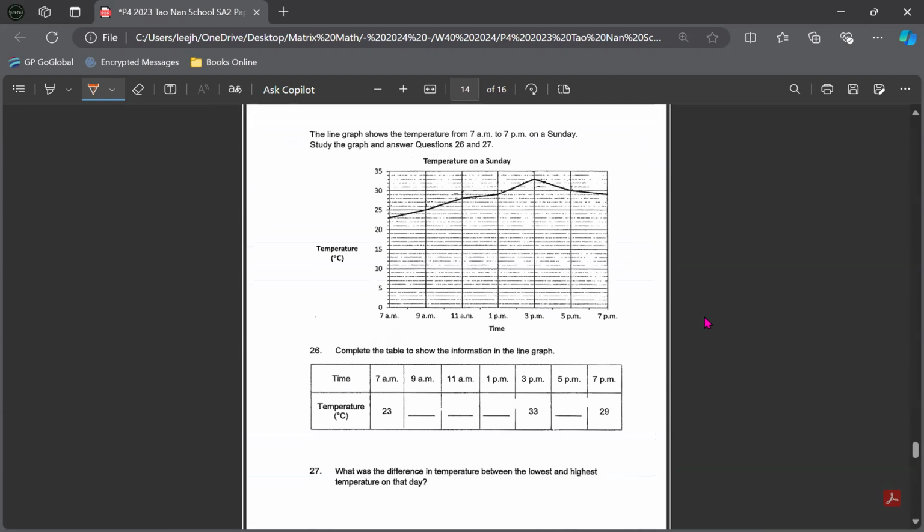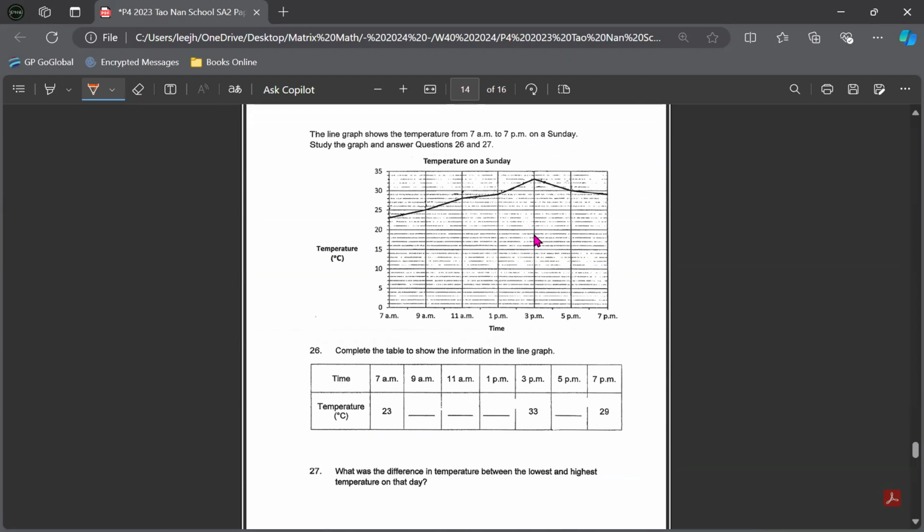Question, the graph is a bit blur. Okay, never mind, we do together. The line graph shows the temperature from 7 a.m. to 7 p.m. on a Sunday. So you're just going to answer question 26 and 27. Before we do graph, always remember to look for the value. Write down the value. So 7 a.m., you can see, look at this one.